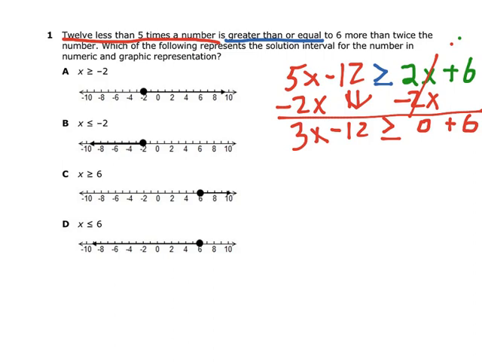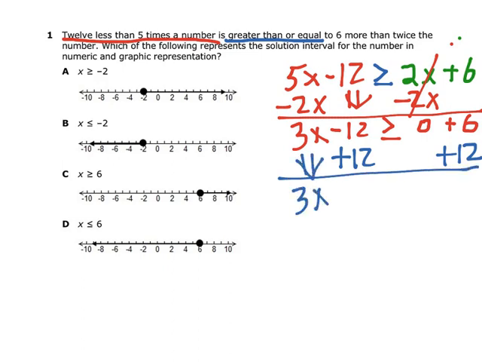Okay? Now we want to get the numbers to the right side, so to do that, we add 12 to both sides. Okay, so the 3x just carries down. Minus 12 and plus 12 is 0, so those cancel. There's already 0 on the right side, and 6 plus 12 is 18. Don't forget to carry down the inequality. So 3x is greater than or equal to 18.